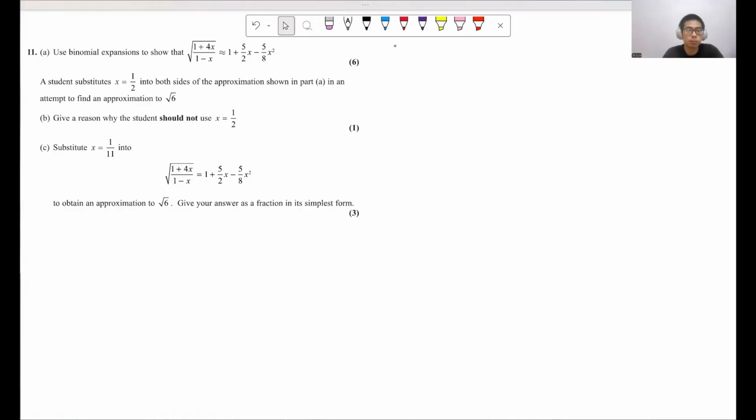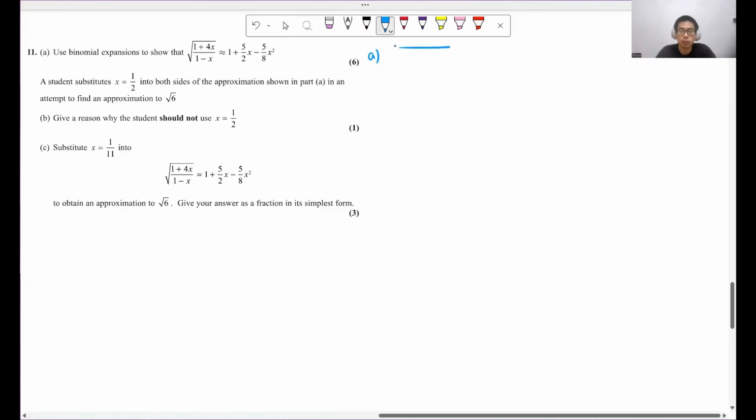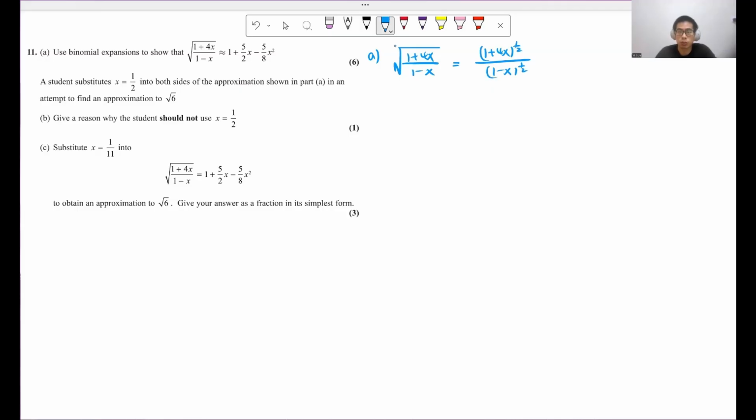Question 11. Part A: use binomial expansion to show that the square root of (1 plus 4x) over (1 minus x) is approximated to 1 plus 5 over 2 x minus 5 over 8 x squared. Okay, so for this one, first we can change that into the index form. So 1 plus 4x over 1 minus x will be equal to (1 plus 4x) to the power 1/2 over (1 minus x) to the power half, because it's the square root of the whole thing.